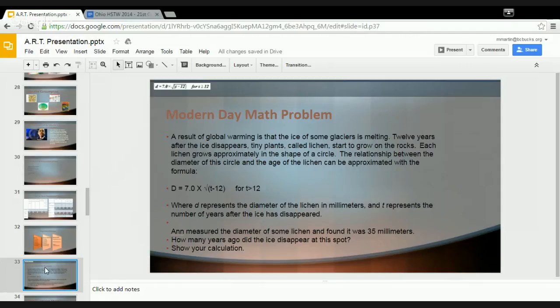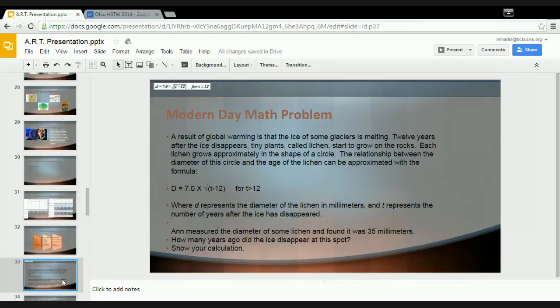Let me give you an example of a modern day math problem. I'm going to read it because I like to read this problem, but here's what it says. A result of global warming is that ice of some glaciers is melting. 12 years after the ice disappears, tiny plants called lichen start to grow on the rocks. Each lichen grows approximately in the shape of a circle. The relationship between the diameter of the circle and the age of the lichen can be approximated with this formula, where D represents the diameter of the lichen in millimeters and T represents the number of years after the ice has disappeared. So the question is, Anne measured the diameter of the lichen and found it was 35 millimeters. How many years ago did the ice disappear at this spot?